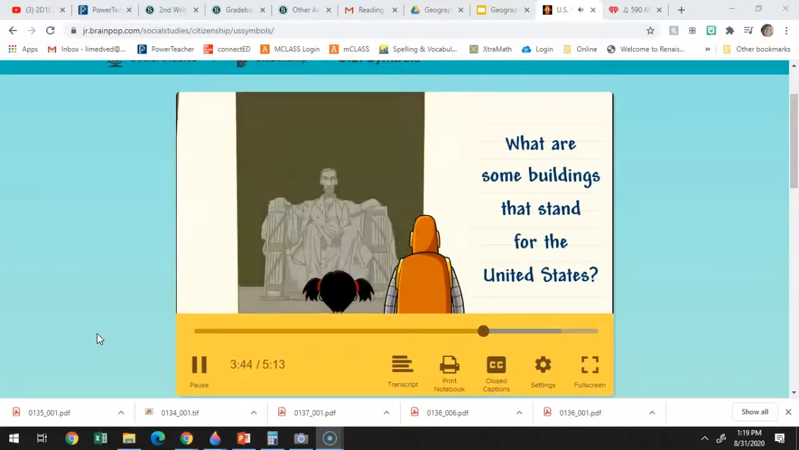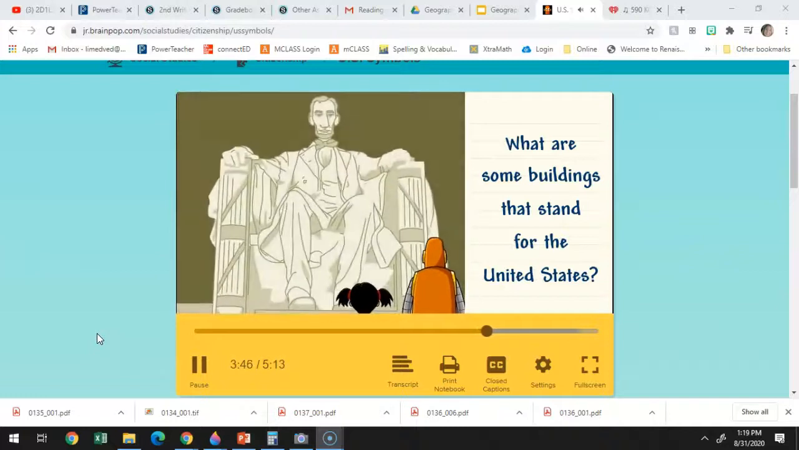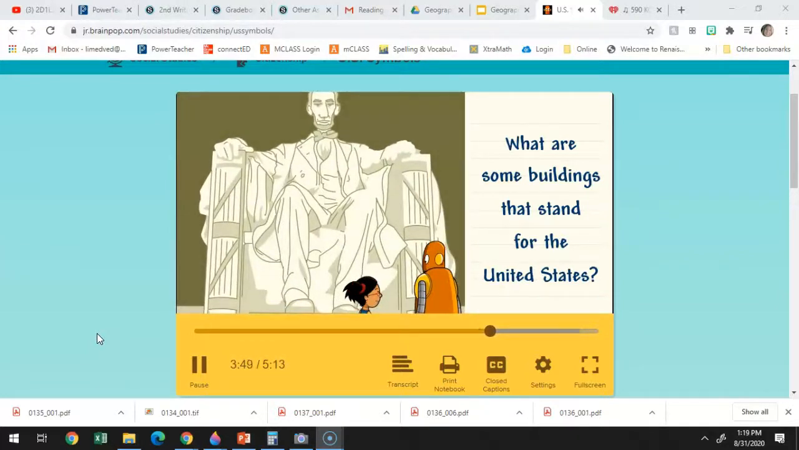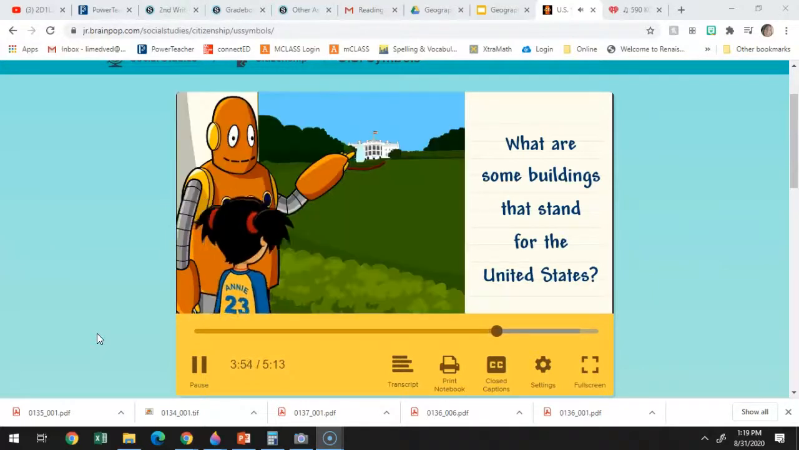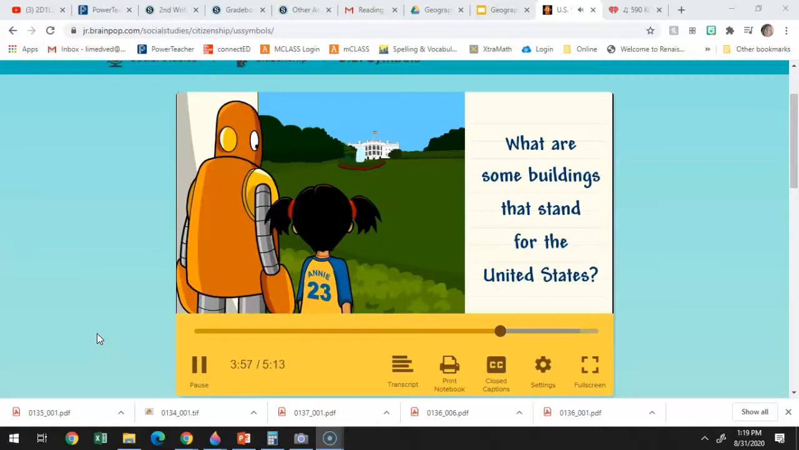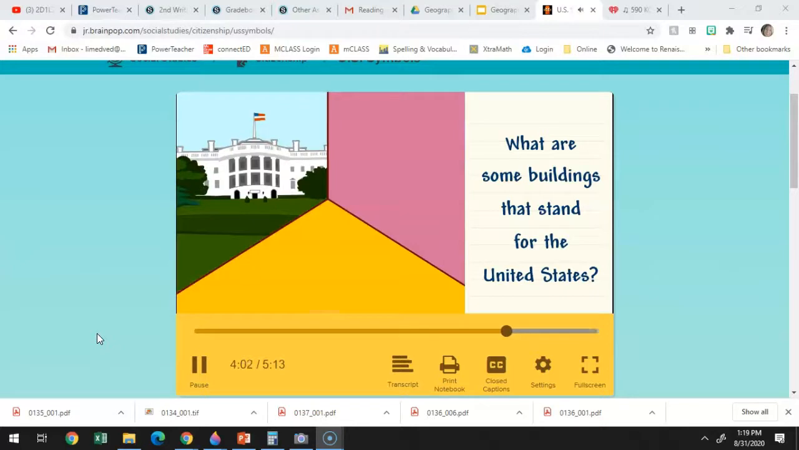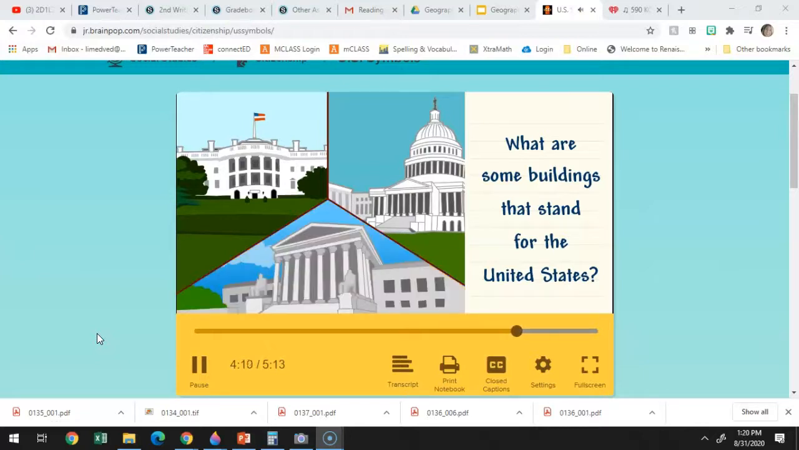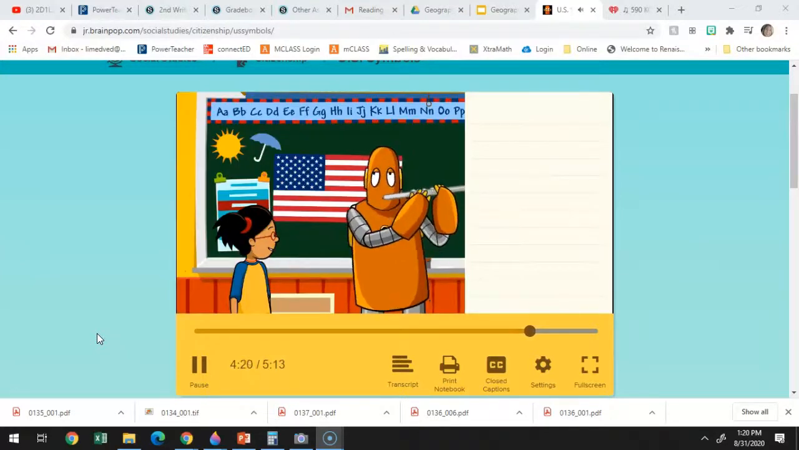Well, that's the Lincoln Memorial. It honors Abraham Lincoln, a president who kept the country together during the Civil War and helped to end slavery. No, that's not a memorial. That's the White House. The White House is where the president lives and works. The Capitol building is where Congress meets. And the United States Supreme Courthouse is where judges make decisions about laws. These 3 buildings are symbols of the United States government.